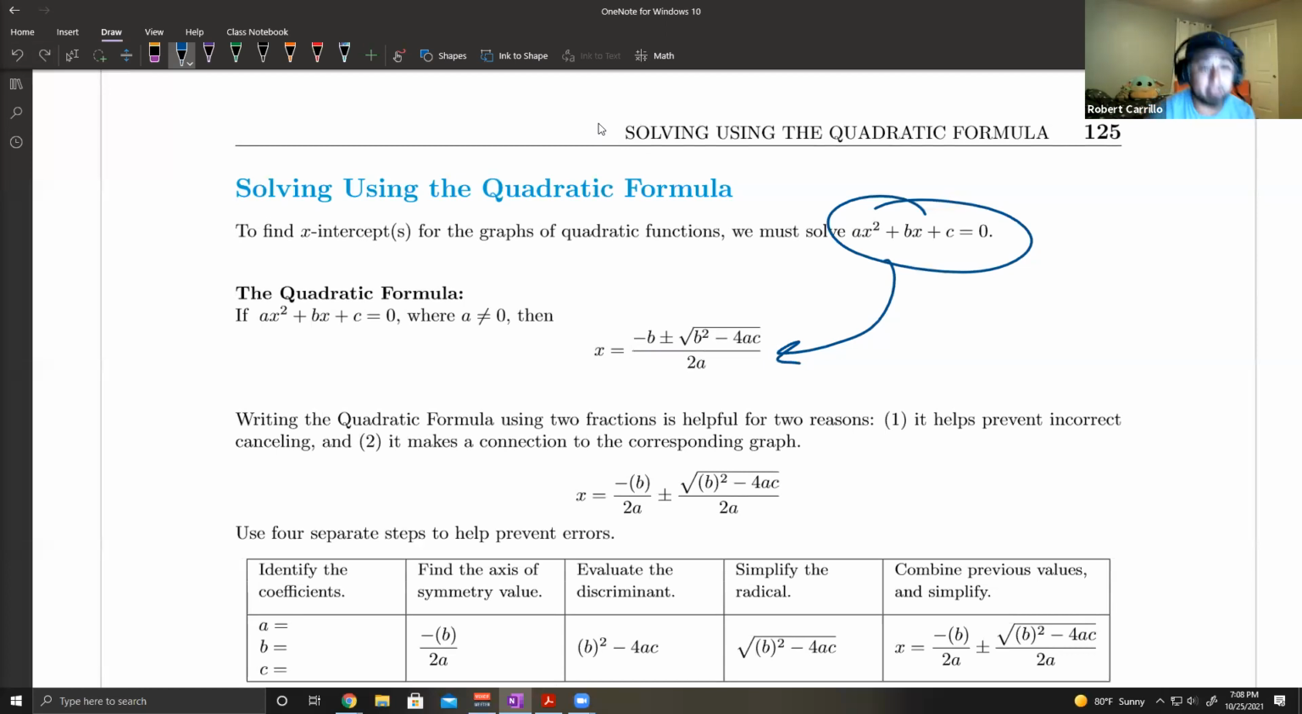And one way to see that, so you don't make any mistakes, is to break it into two fractions. You can rewrite the quadratic formula as negative b over 2a plus or minus the square root of b squared minus 4ac all over 2a. This just shows you that every term in the numerator is over that same denominator of 2a. Students always make the mistake of just putting the square root over 2a and leaving the b out of it. So remember, everything is over 2a.